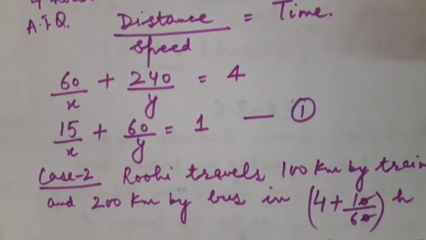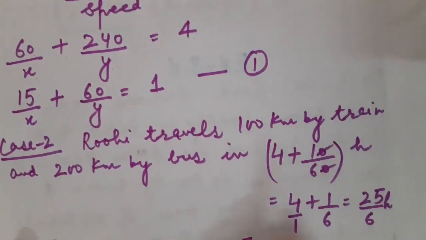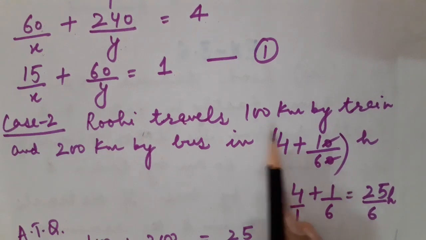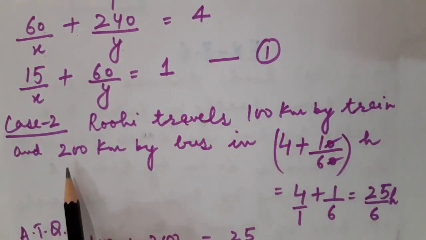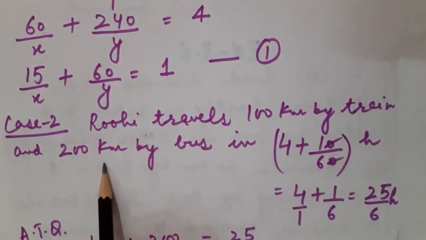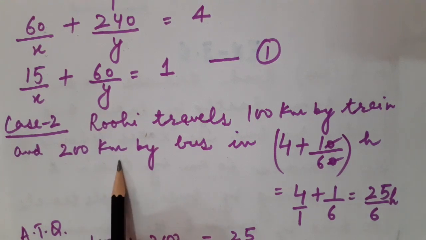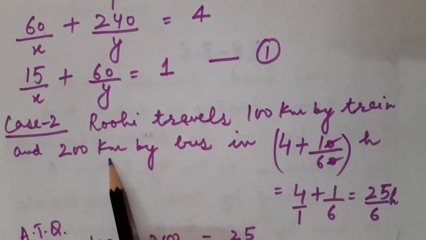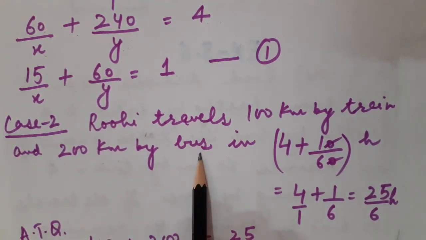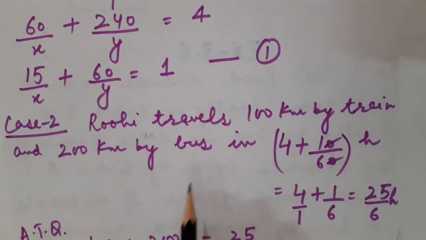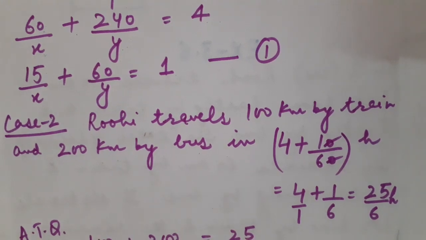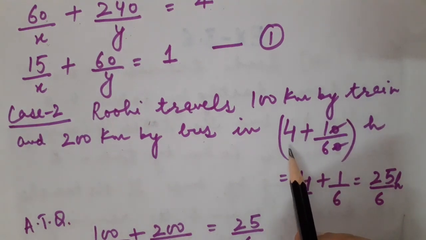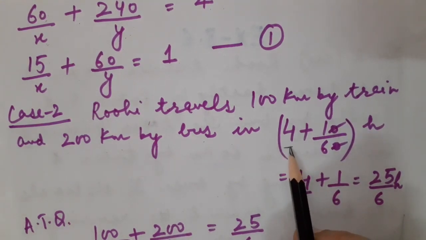Understood? Now let us discuss case 2. What is to be done in case 2, children? Ruhi travels 100 km by train, and how much is the remaining distance? That definitely it will be 200 km, because the total distance is 300 km. So this 200 km she travelled by bus. And how much time she is going to take? She is taking 10 minutes more. So definitely in case 1, the girl was going to take 4 hours. 4 hours she is taking here as well.